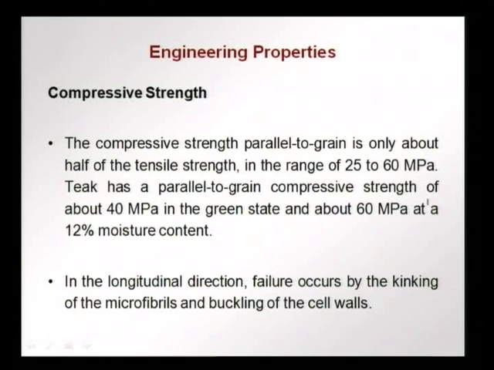In terms of compressive strength, again parallel to the grain, the strength is only half of that of the tensile strength in the range of about 25 to 60 megapascals. Teak has a parallel to grain compressive strength of about 40 megapascal in the green state and about 60 megapascal at a moisture content of 12%. This is because the cells start buckling, the cell walls start buckling, and there is a local collapse of the cell wall decreasing the compressive strength.